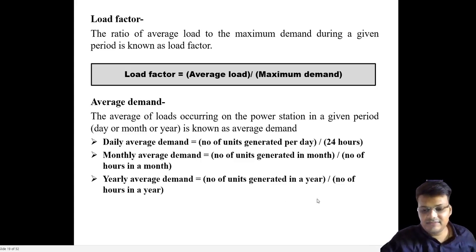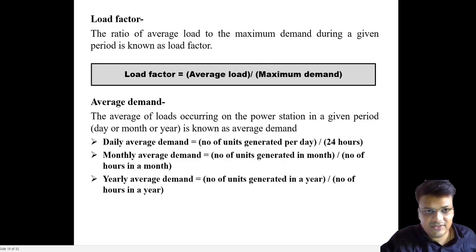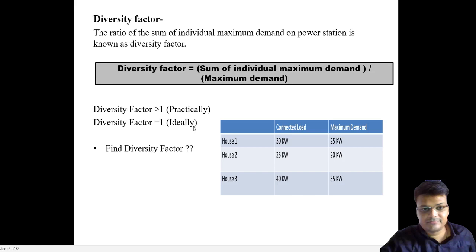So now, moving further, we will calculate the load factor. We have the maximum demand, and we have calculated the units generated. Now, what is the load factor? As we saw earlier, the diversity factor is always greater than 1. It is asked in objective questions: ideally the diversity factor can be equal to 1, but practically we get a diversity factor greater than 1. Practically it is not possible to get 1.